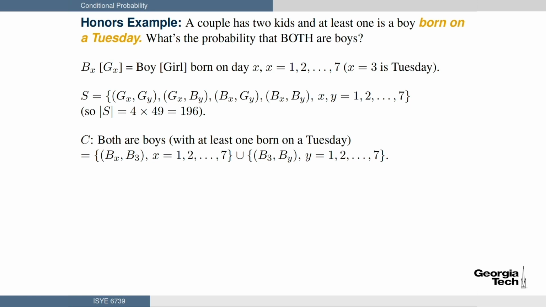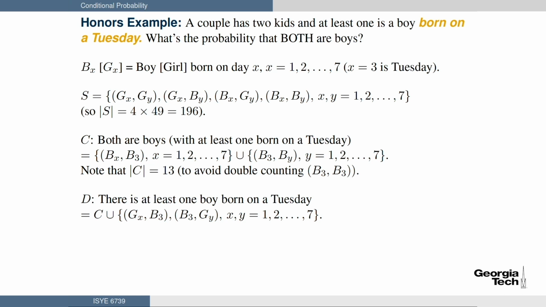Now, the cardinality of this set, you might think it's 14, but it's really only 13, because we want to avoid double counting the possibility that both boys were born on Tuesday. We don't want to double count that. Now, the event D is there is at least one boy born on a Tuesday. That's the event C union, the following stuff that incorporates girls. So C is just 2 boys with at least one being born on a Tuesday.